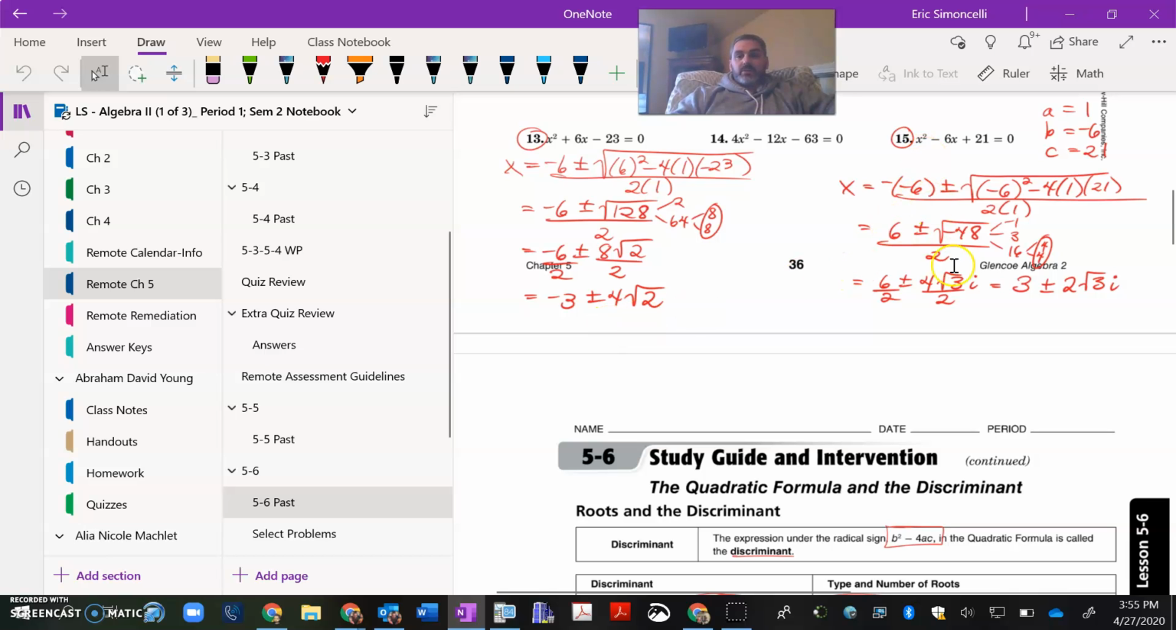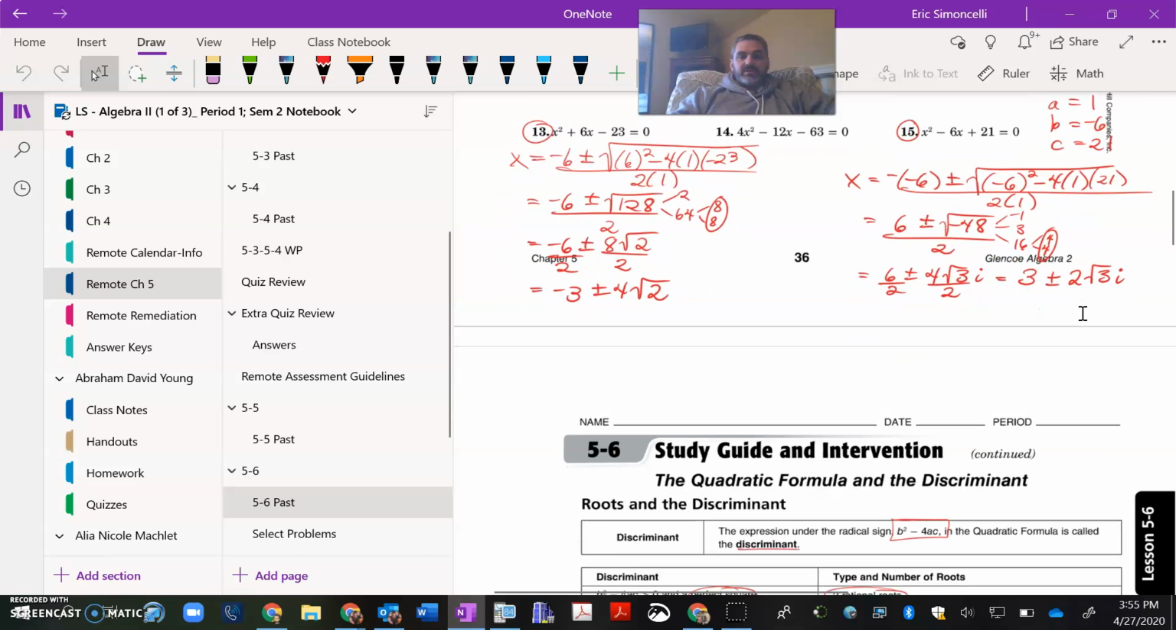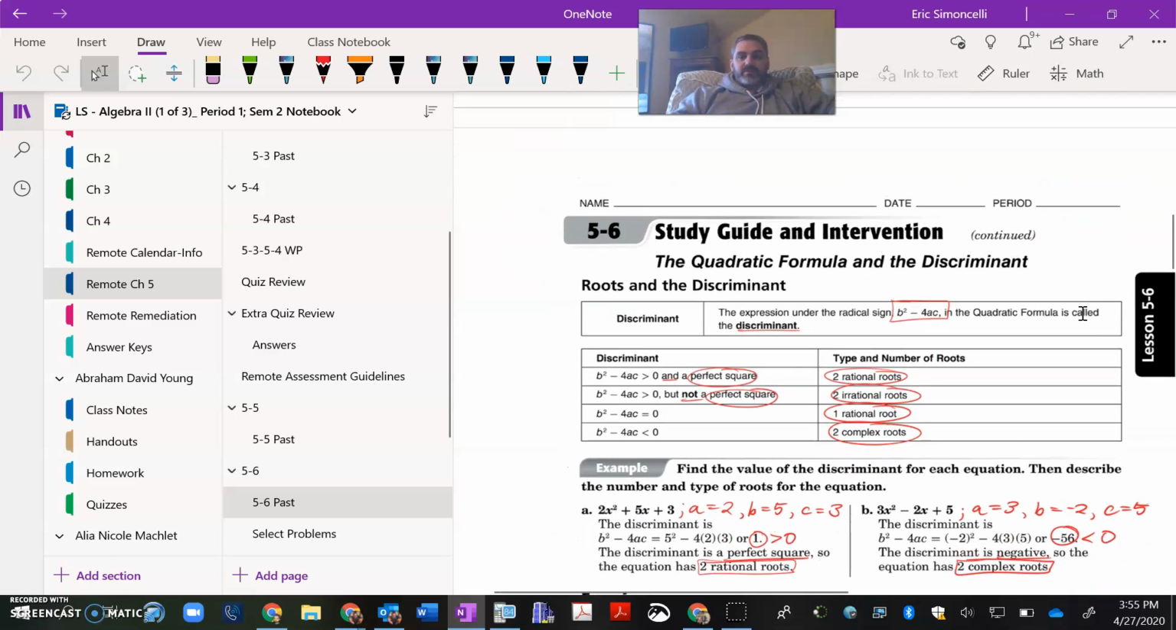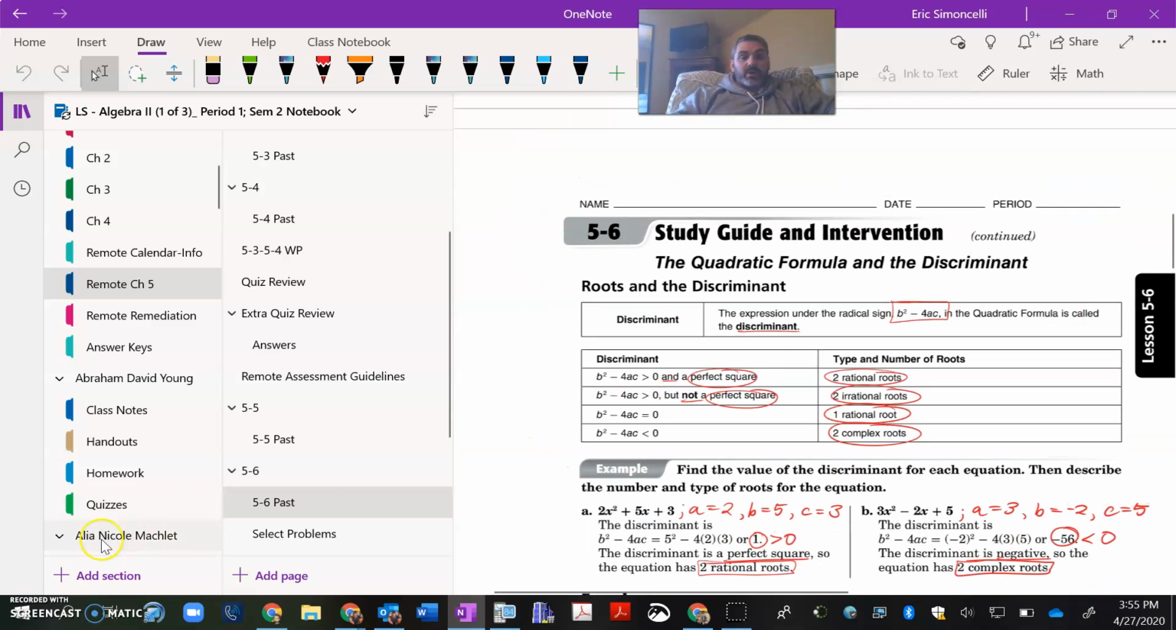Well, on number 15, when I got -48, I knew in advance that my two answers were going to be complex. So that's just, again, keep in mind how this discriminant concept helps frame our understanding even before we solve the problem.